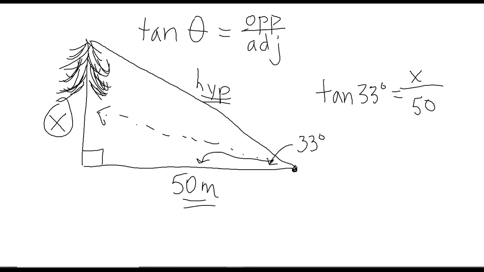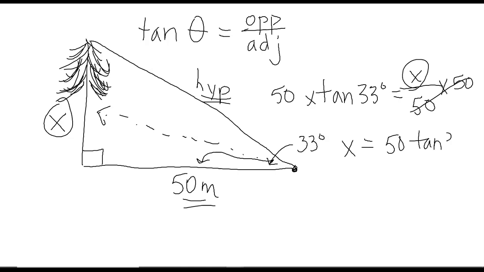And then we're going to just solve this. We're going to solve this for X. So I need to get rid of that 50. I'm going to multiply both sides by 50 because 50 is on the bottom. Whatever's on the bottom is what you multiply by. So these 50s cancel out, 50 on top, 50 on the bottom. And now I have X all by itself on the right side, X. And then on the left side, I have 50 times the tangent of 33 degrees. Now, this is essentially the exact answer, 50 times the tangent of 33, but I want a number.